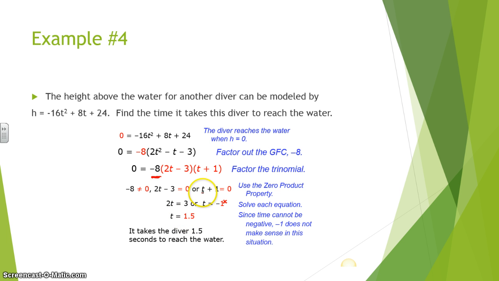The next one here we have t plus 1 equals 0. Subtract 1 from each side. They can't have a negative time because they want to find the time it takes. They can't have a negative. So the actual time it's going to take the diver to reach the water is going to be 1.5 seconds. So when you're solving for the zeros, you have to think about time and what's realistic.